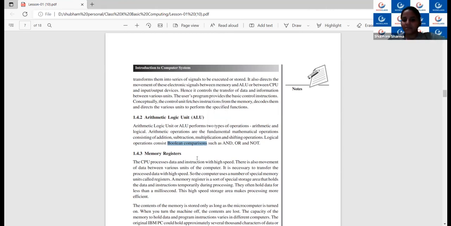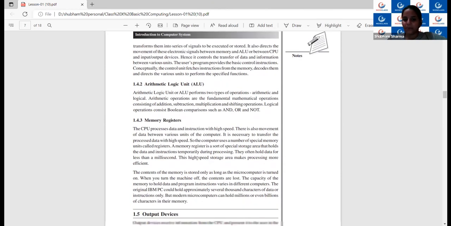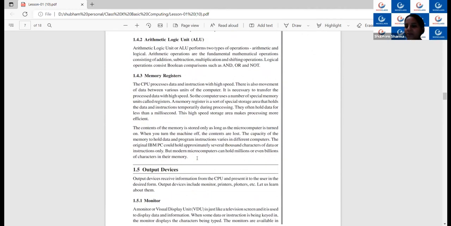Okay. Then comes your memory registers. This is an important part. Now, what is a memory register? As you know, the CPU processes data and instructions at high speed. There is also movement of data between various units of the computer.